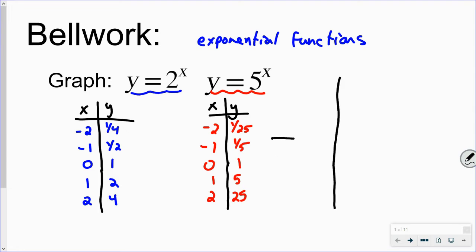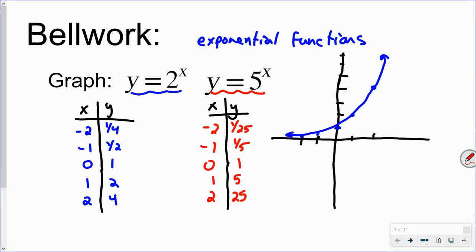Okay, so if we start our graph here, and I'm going to definitely run out of numbers here because that one goes all the way to 25. But we can kind of get an idea of where our graph is. Okay, so we have -2, 1/4; -1, 1/2; 0, 1; 1, 2; and 2, 4. So this blue one's looking like that, and it'll just keep growing.